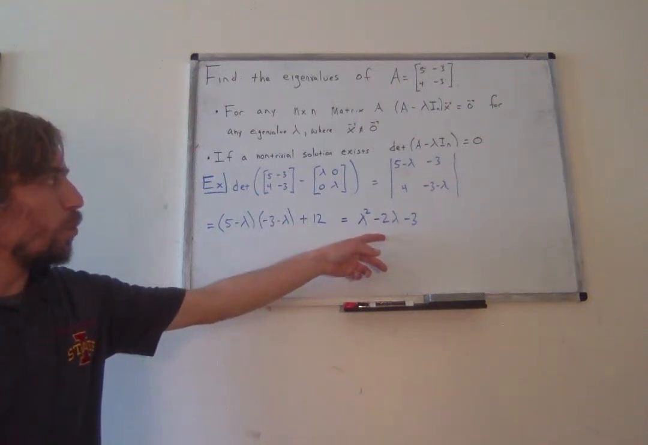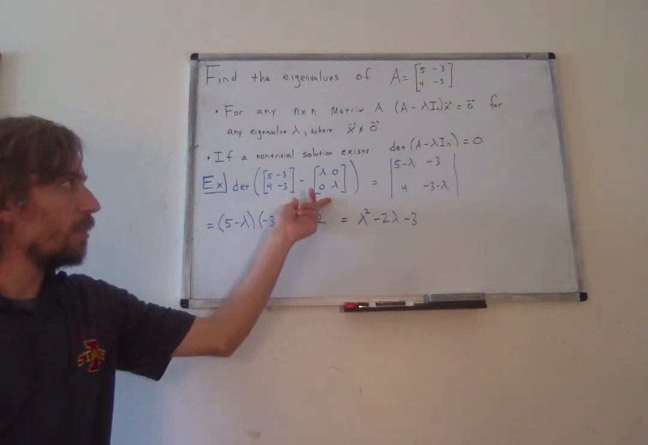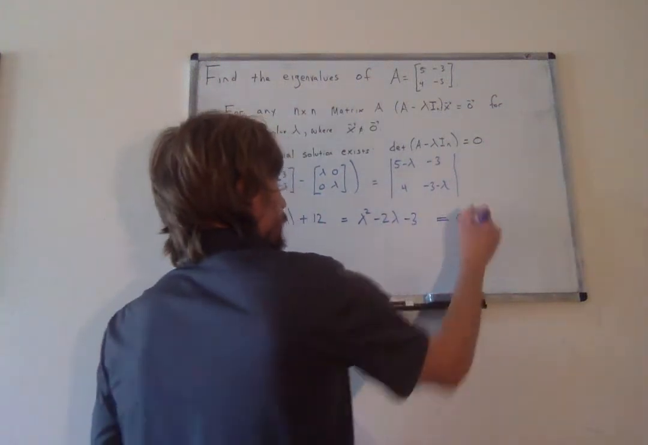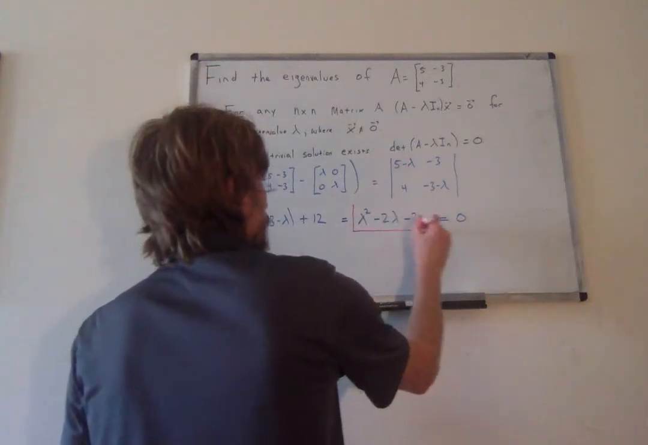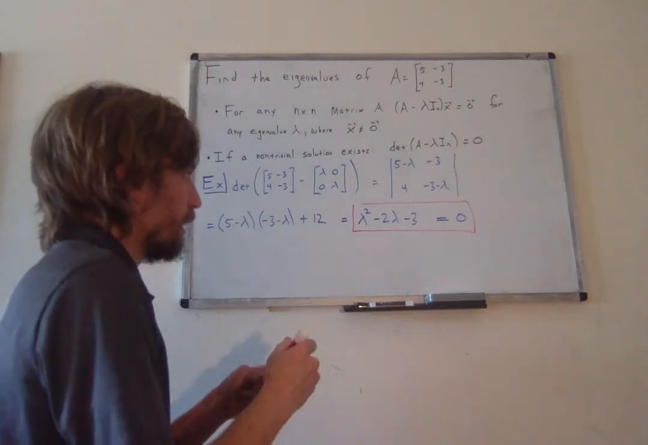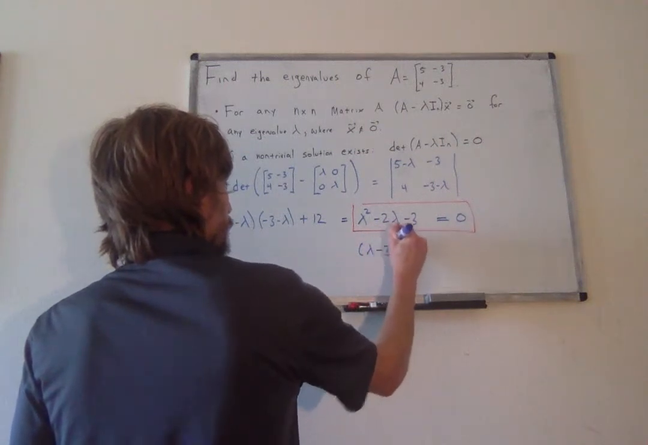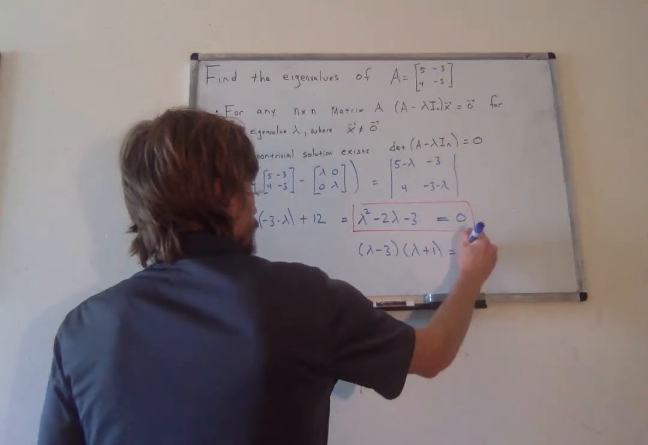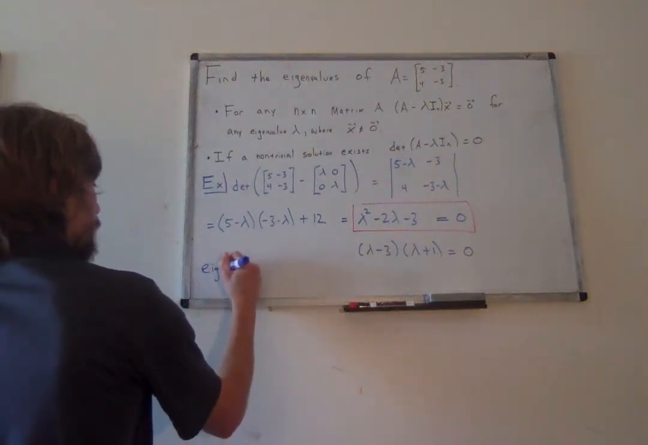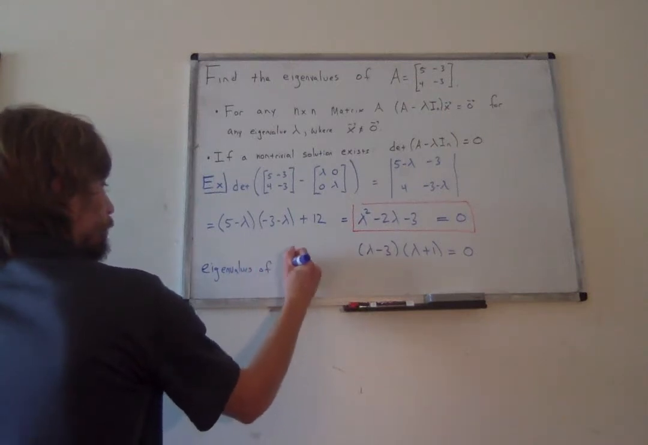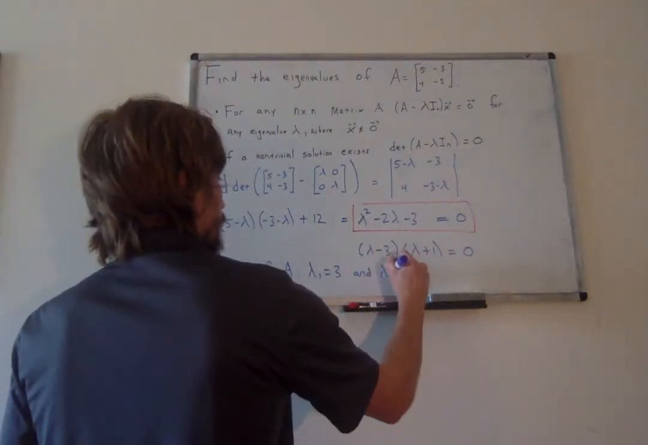And so, what do we want? We want all of the values of lambda which make this determinant equal to 0. So we want to set this equal to 0. I'm going to put that in a red box because we will talk about this whole process in a second. But notice that I can factor this to (lambda minus 3)(lambda plus 1). And so the eigenvalues of A, there are 2 of them: lambda 1 equals 3, and lambda 2 equals negative 1.